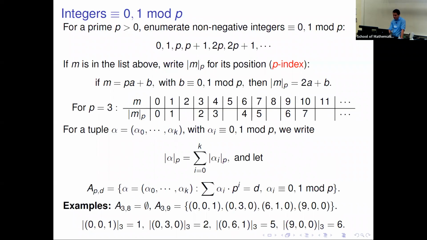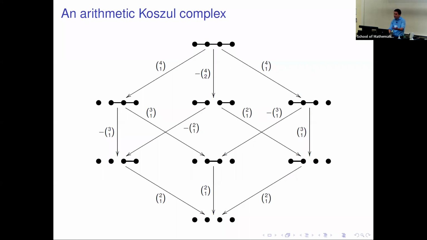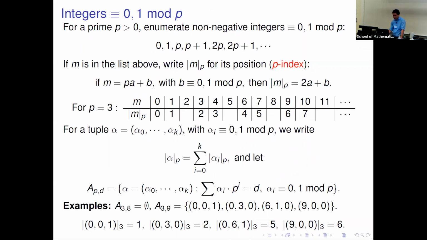So let's see how this works. I want to give you an answer. To give you an answer, I have to introduce the main players. Those are going to be the integers that are congruent to 0 or 1 mod p. So you should ignore every integer that doesn't satisfy that property. So of course, when p equals 2, these are all of them.